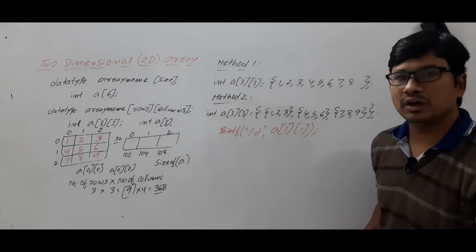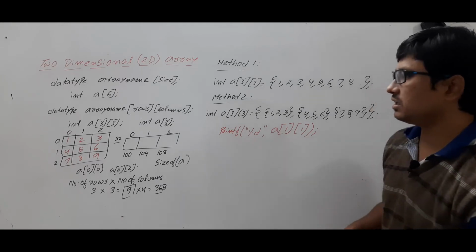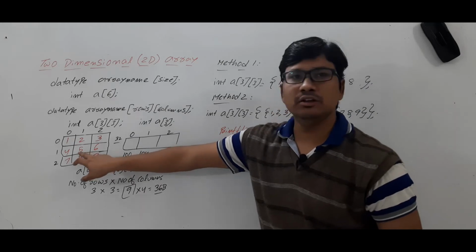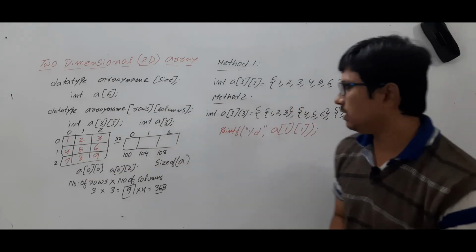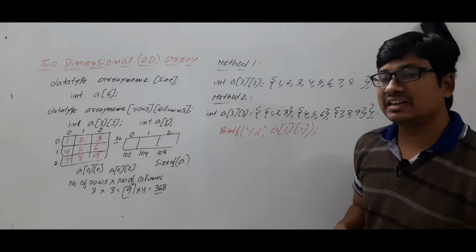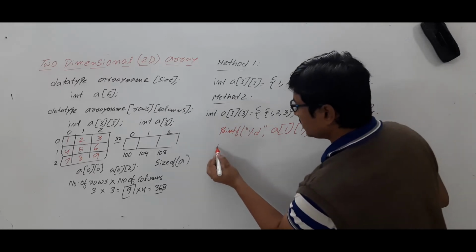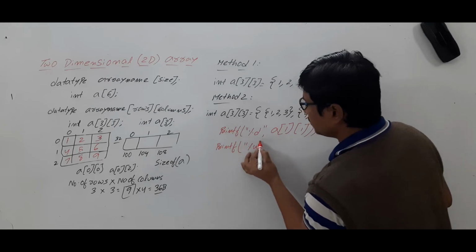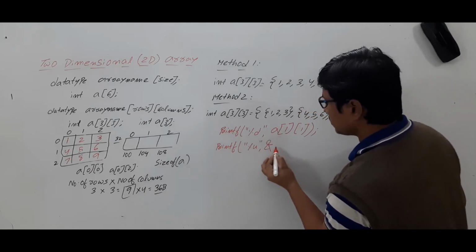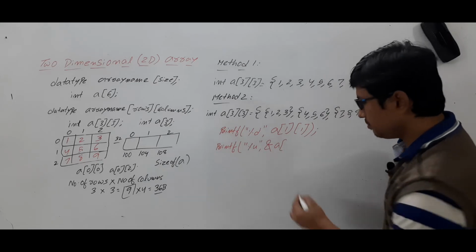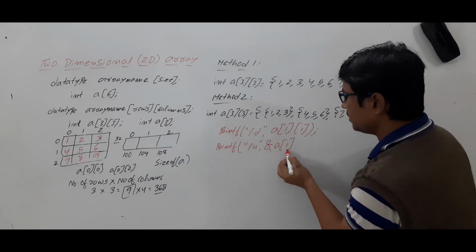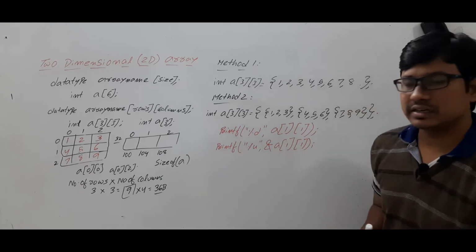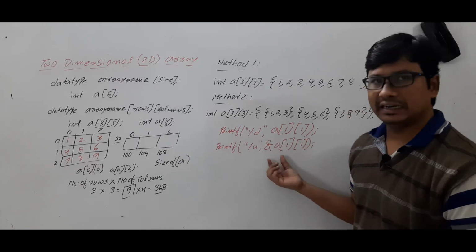Then it will give you the value which is there in the second row, second column. In this case, the value will be printed as 5. Now, if you want to know the address, then you can write printf %u, ampersand of a of row number. In this case, let me give the row index as 1 and column index as 1. Then it will give you the address.